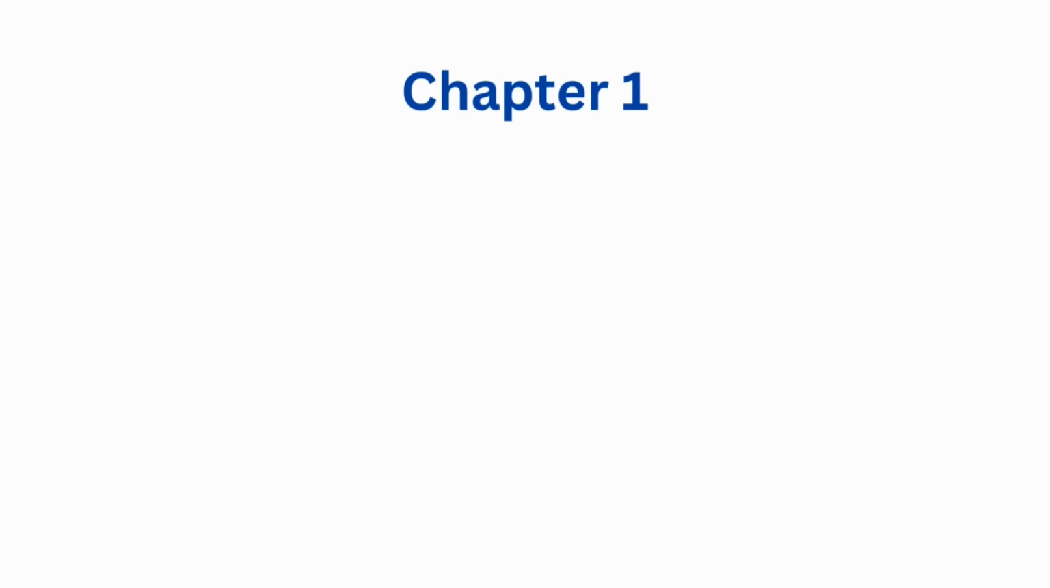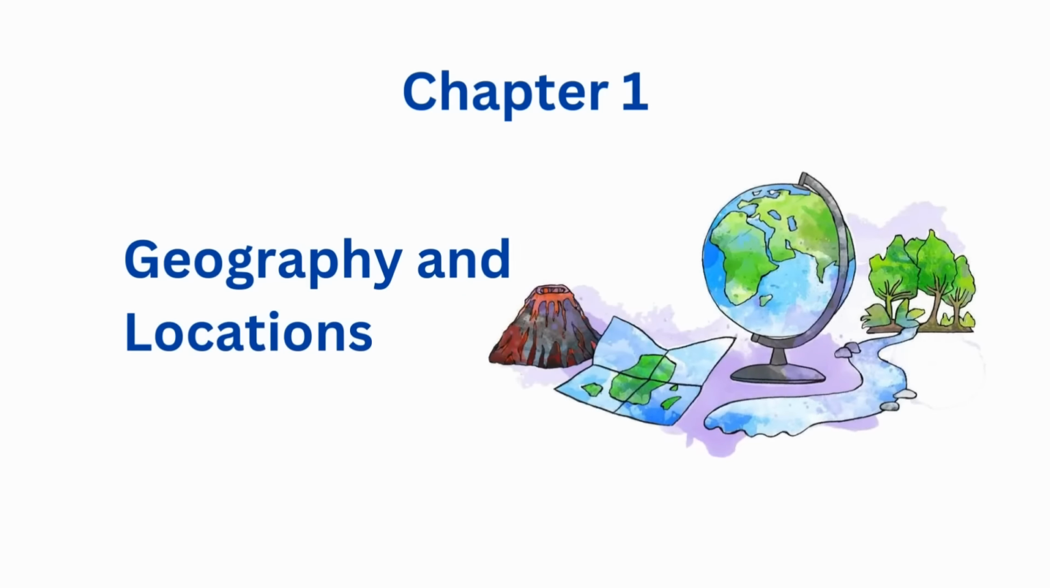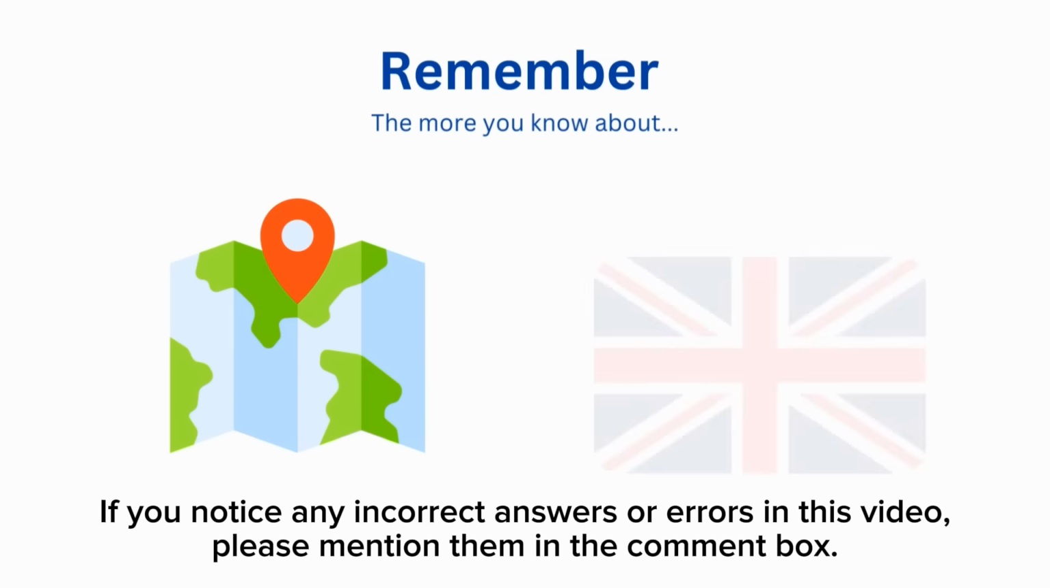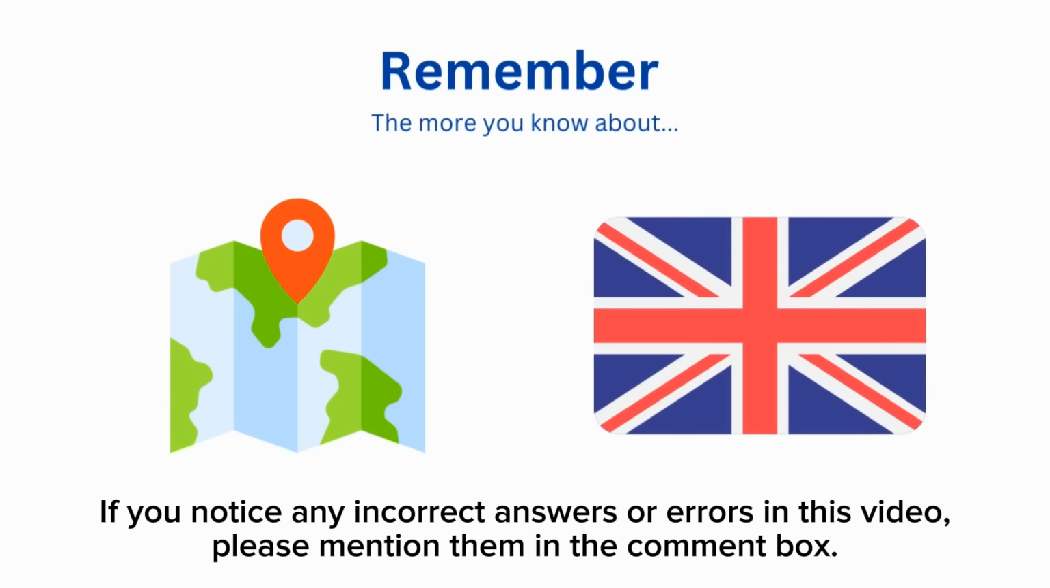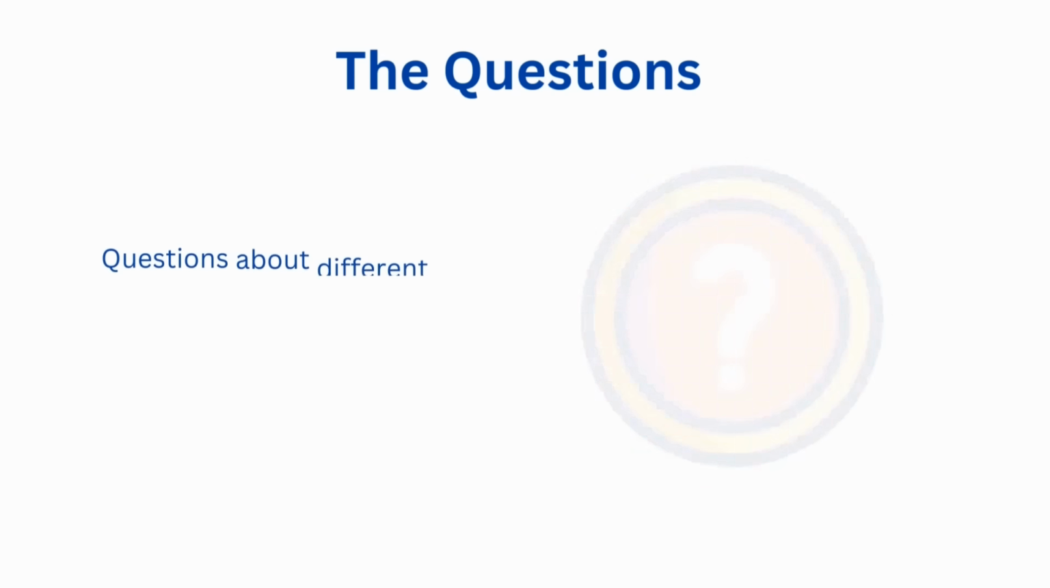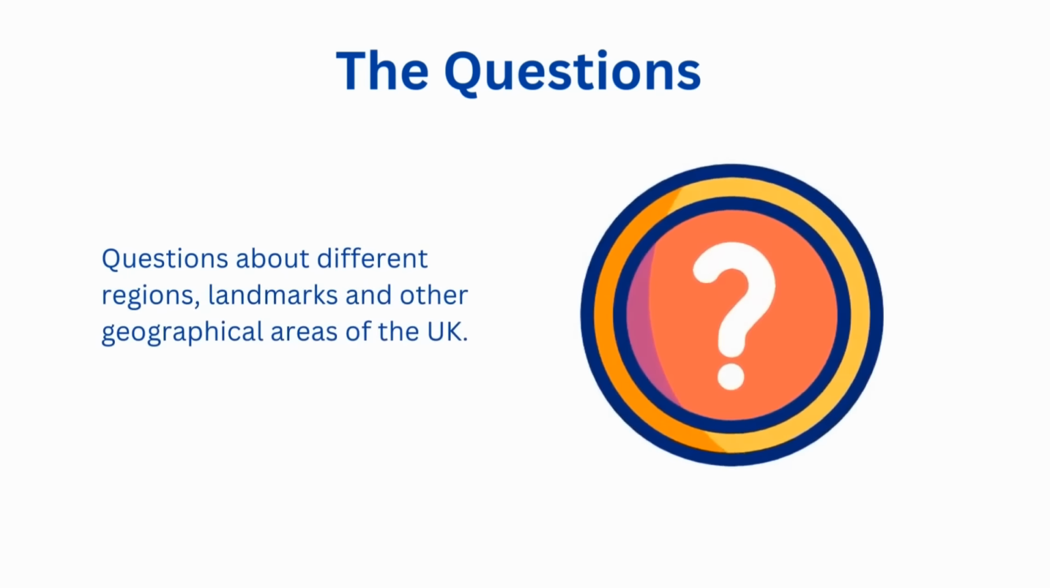Chapter 1. Geography and Locations. This chapter will test your knowledge about the various regions, landmarks, and geography of the UK. Remember, the more you know about the geography of the UK, the better prepared you'll be for this chapter. Now let's get started with the questions for this chapter. As the name suggests, for this chapter you will be asked various mock questions about different regions, landmarks, and other geographical areas of the UK.